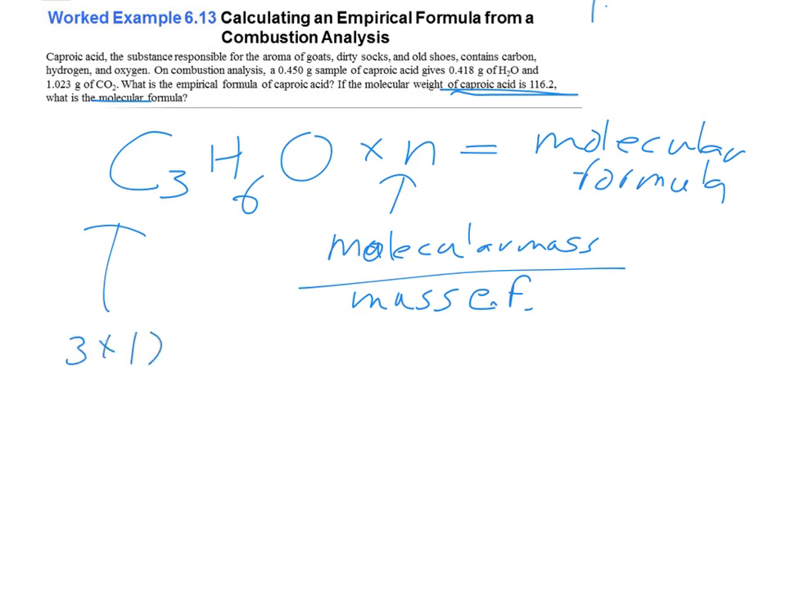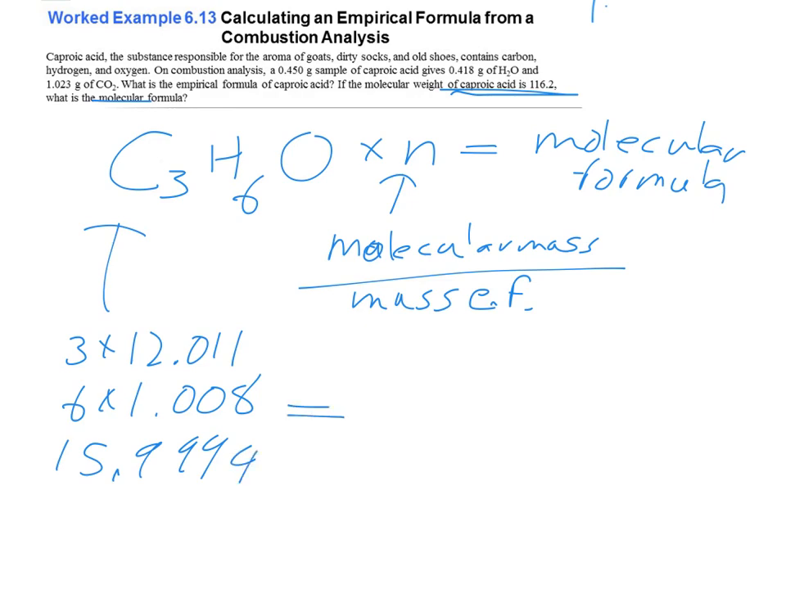So that's 3 carbons, 6 hydrogens, and 1 oxygen. So that gives us a mass of our empirical formula of 3 times 12.011 plus 6 times 1.008 plus 15.9994 equals 58.0, and I've totally lost sig figs here, 58 grams per mole.